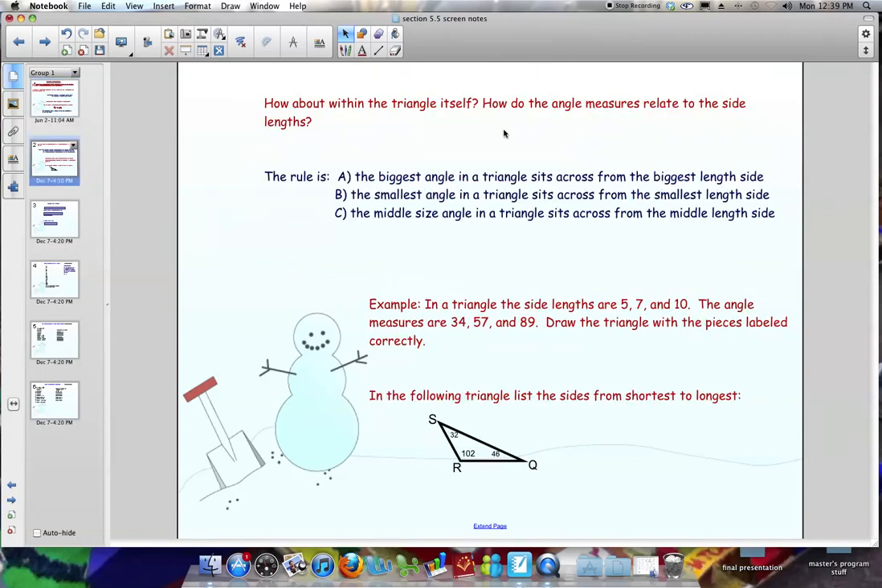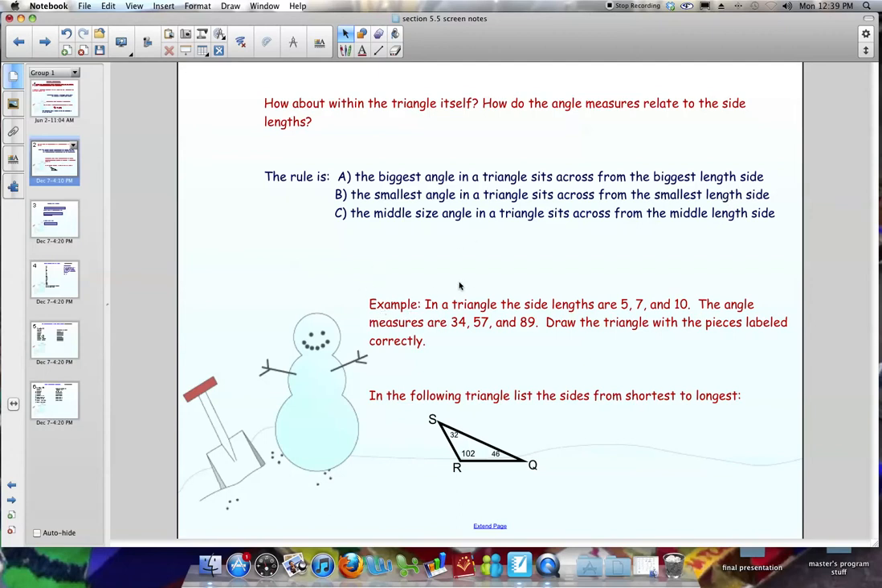How about within the triangle itself? How do the angle measures relate to the side lengths? The rule is the biggest angle in a triangle sits opposite the biggest side. The smallest angle in a triangle sits opposite the smallest side. And the middle size angle sits opposite the middle length side.